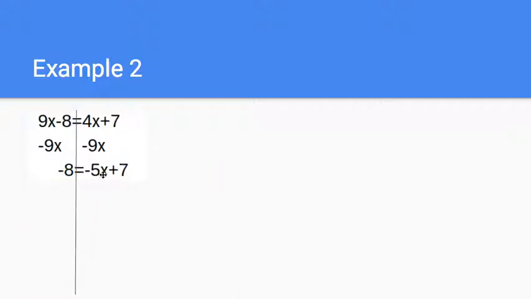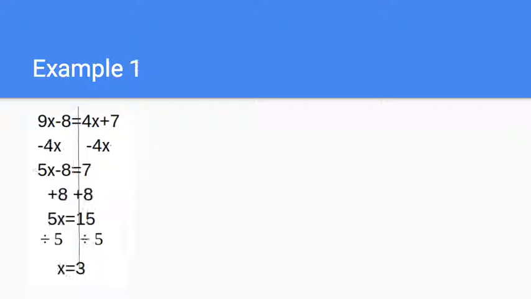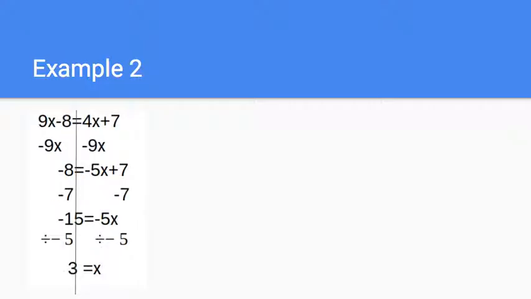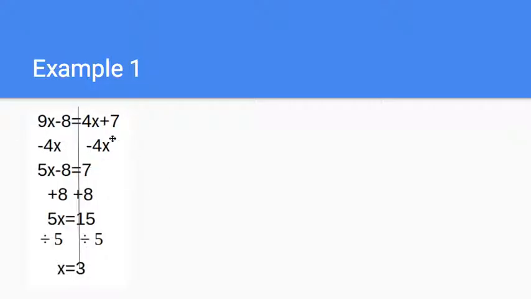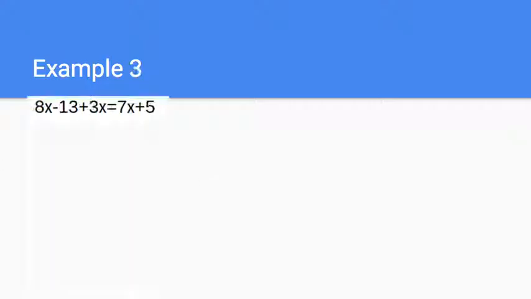Now I want to get rid of the 7. So subtract 7 from both sides. I get negative 15 is equal to negative 5x. Divide both sides by negative 5. x is equal to 3. If you notice, I still get the same answer, x is equal to 3. But in this one, I was dealing with positive numbers. Down here, whenever I eliminated the larger of the variables, I had to deal with some negatives. So that's a trick that you might want to be aware of.